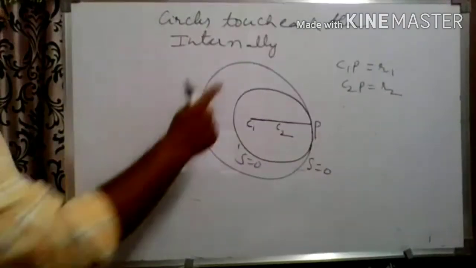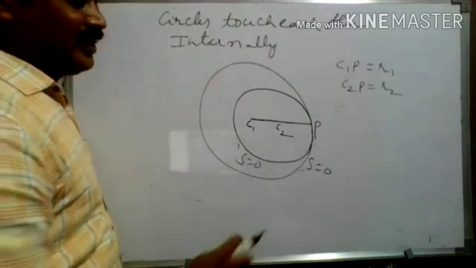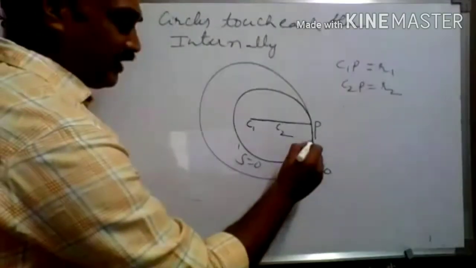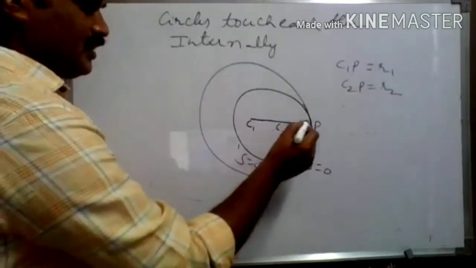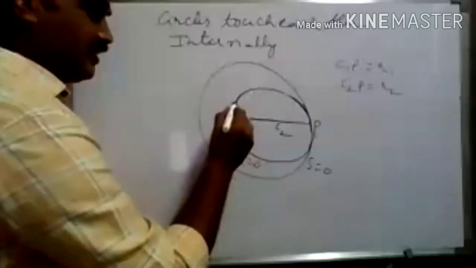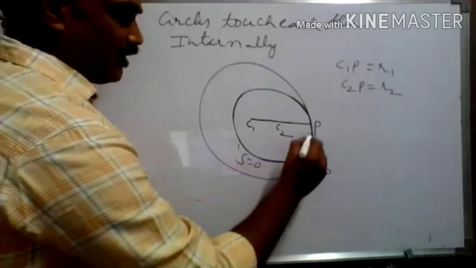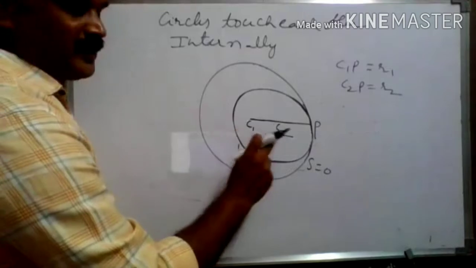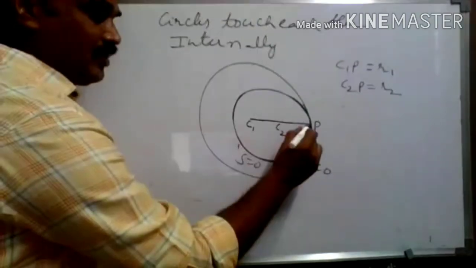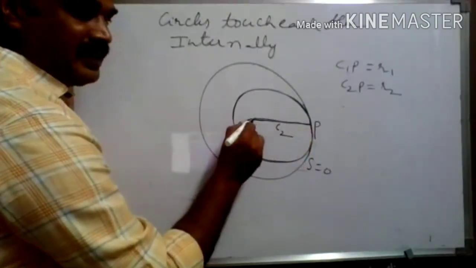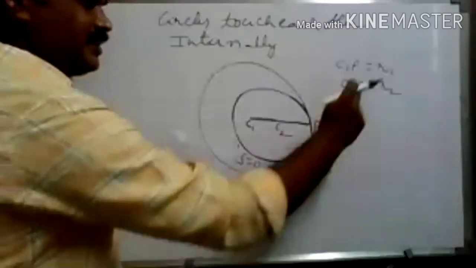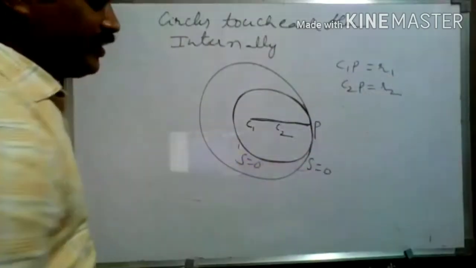Students, two circles touch each other internally. This is the first circle, S equal to 0. This is the second circle, S dash equal to 0. The center of the first circle is C1, the center of the second circle is C2. C1P is the radius of the first circle, and C2P is the radius of the second circle. C1P is equal to R1, C2P is equal to R2.